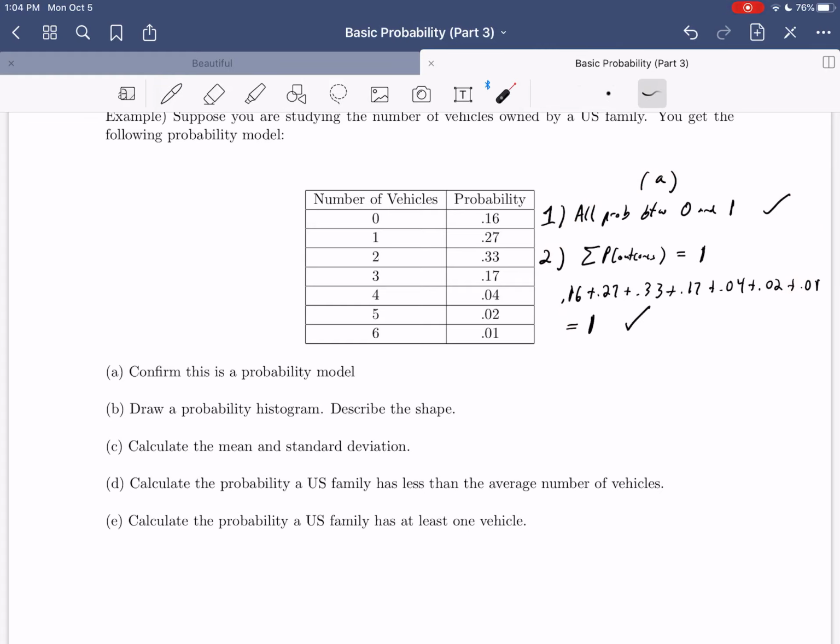I mean, you might say, well, it has to be, right? They said probabilities, but we need to confirm, right? A true probability model, everything's between 0 and 1. All the probabilities have to sum up to exactly 1.